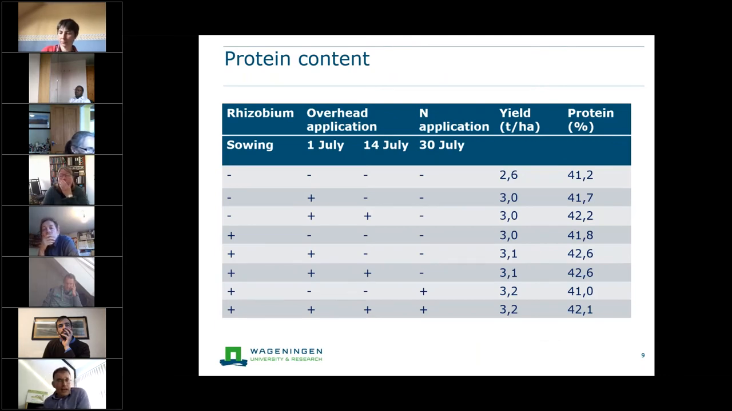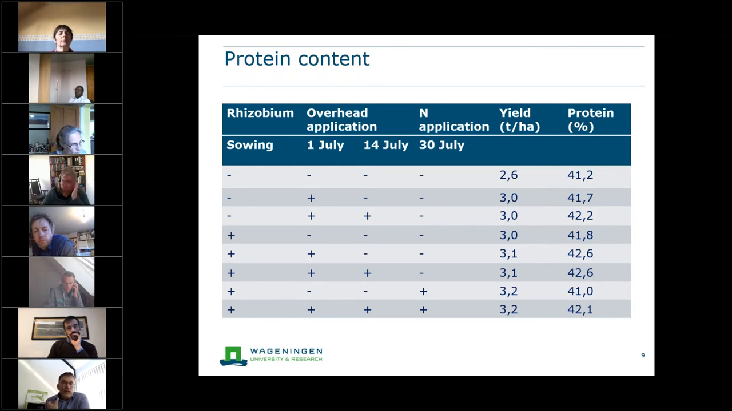And we started to work on protein content at a certain point in time. This is the result of one trial. We did many more, but we tried to increase the protein content with extra rhizobium applications and a late nitrogen application. You could see the yields and the protein content, and there was a better protein content. You see a protein content of 42.6, which is good, when we had an overhead application of rhizobium, at least on the 1st of July. And that, of course, is interesting.